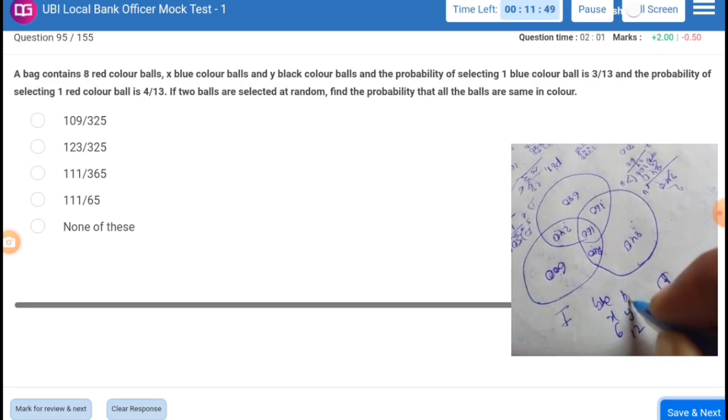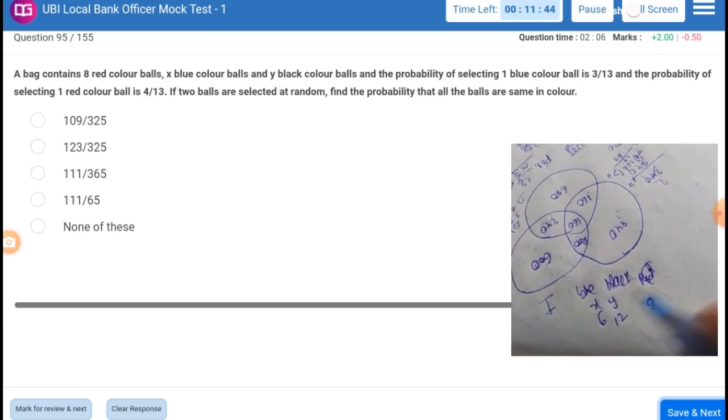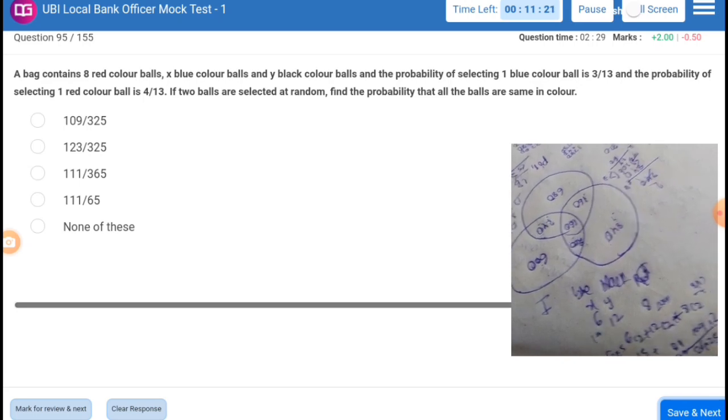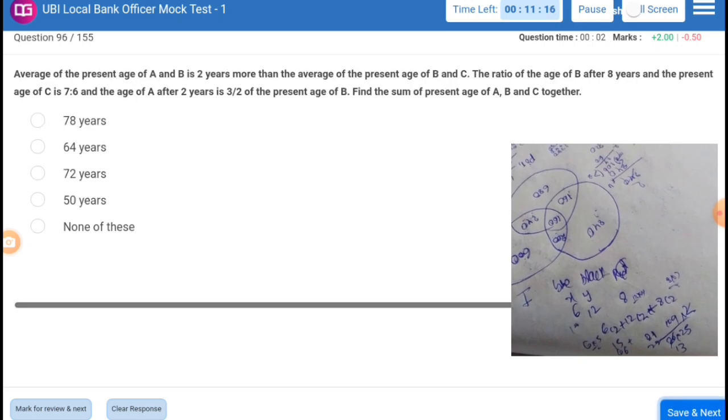Blue, black and red is 8. 4 12C2 plus 8C2. 15. 66. 13. So 1 of 9, 325.